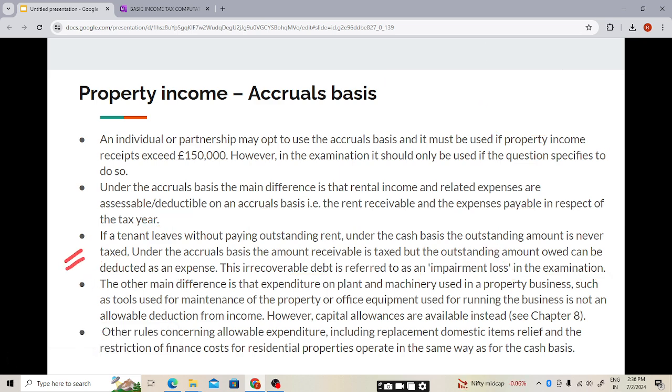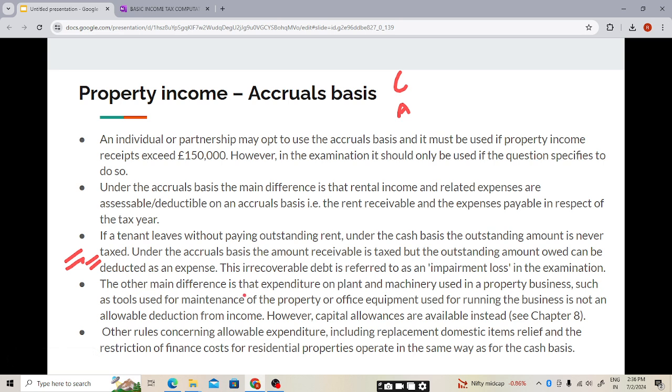Cash basis means the cash you are receiving. Accrual basis means whatever amount is pending from your tenant, you must reduce as an expense because you will not be receiving it. Clear with this? Only the presentation is different, but the calculation is the same. Cash basis and accrual basis.